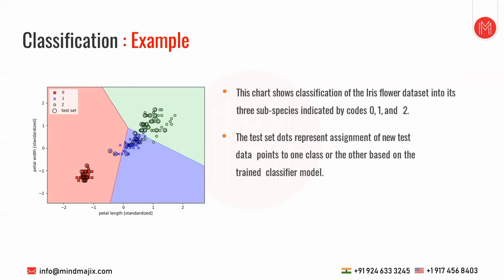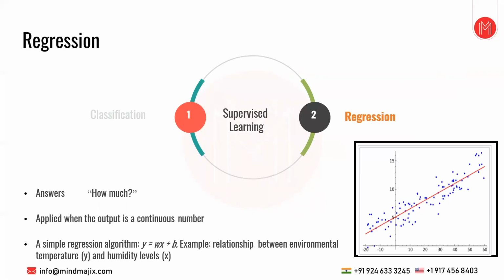After getting a basic idea about classification, let's talk about regression. Classification works with discrete values, like within discrete classes 0, 1, 2, 3, based upon their classes. But regression works with continuous parameters. It is applied when the answer is how much, and when the output is a continuous number.